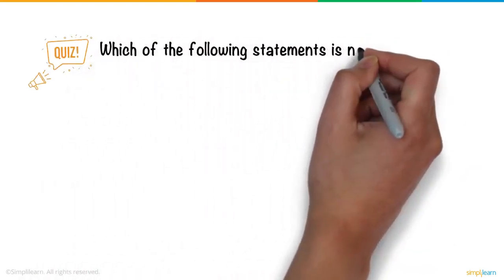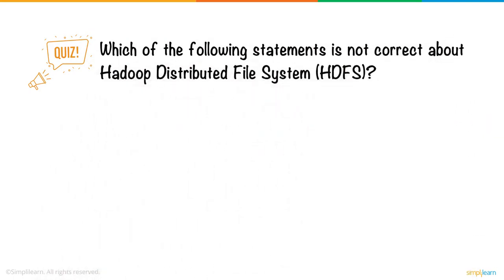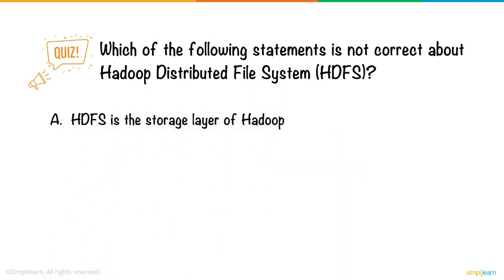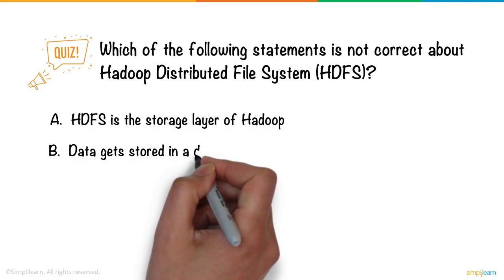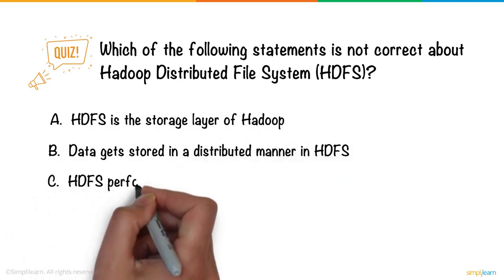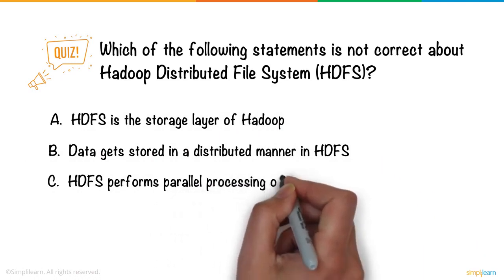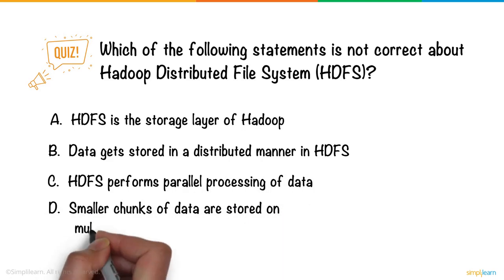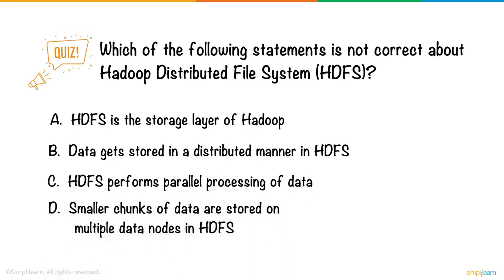Which of the following statements is not correct about Hadoop Distributed File System, HDFS? A. HDFS is the storage layer of Hadoop. B. Data gets stored in a distributed manner in HDFS. C. HDFS performs parallel processing of data. D. Smaller chunks of data are stored on multiple data nodes in HDFS.